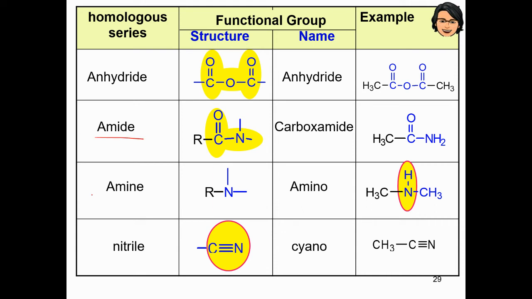I want to emphasize amide and amine. Amine is the homologous series, but the name of the functional group is amino. Amide, it is carboxamide. What is the difference? If amine, there's only nitrogen, and beside it there is no C double bond O. But for carboxamide or amide, next to the nitrogen there must be a carbonyl group. Therefore, we name it as carboxamide, such as this example, but we do not name it as carbonyl. Another one is nitrile. Nitrile is carbon triple bond with nitrogen. The functional group name is cyano.